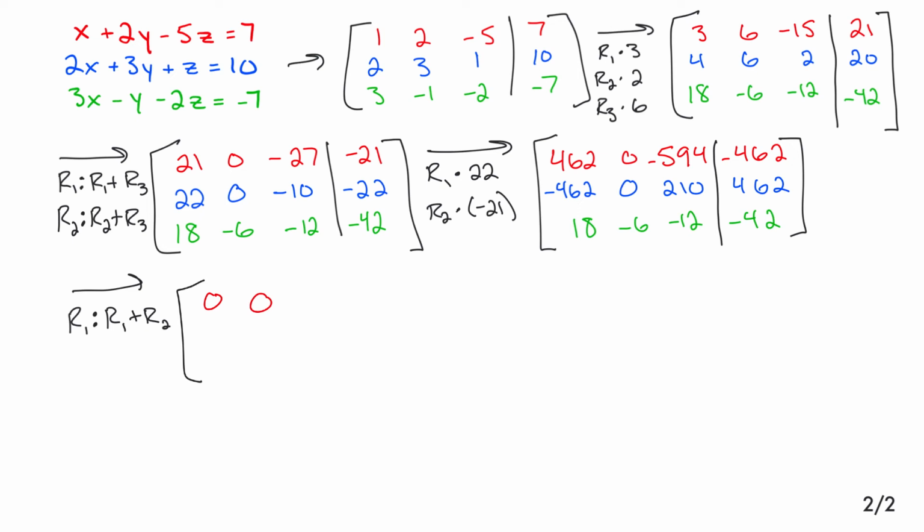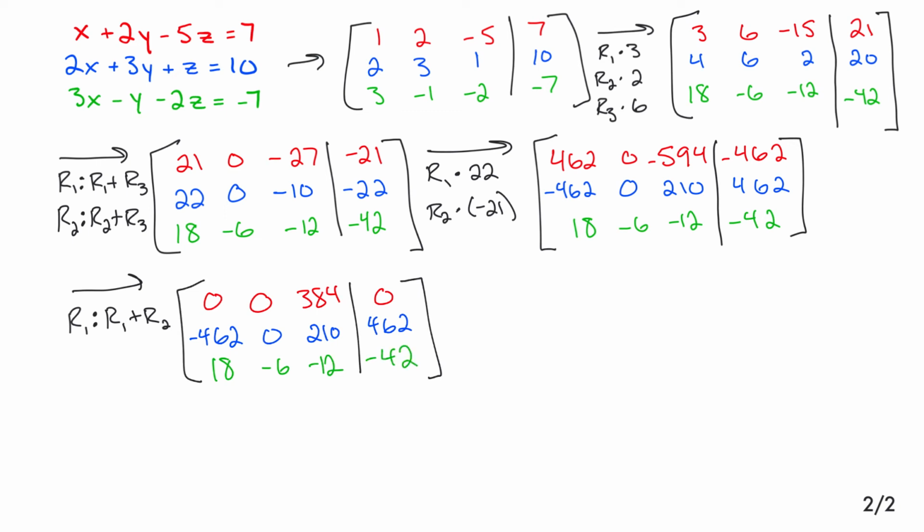Negative 594 and positive 210 is equal to 384. And then negative 462 and positive 462 gives me 0, which is going to be really nice because it's going to get rid of that really ugly number that we got earlier. 210, 462, 18, negative 6, negative 12, negative 42.